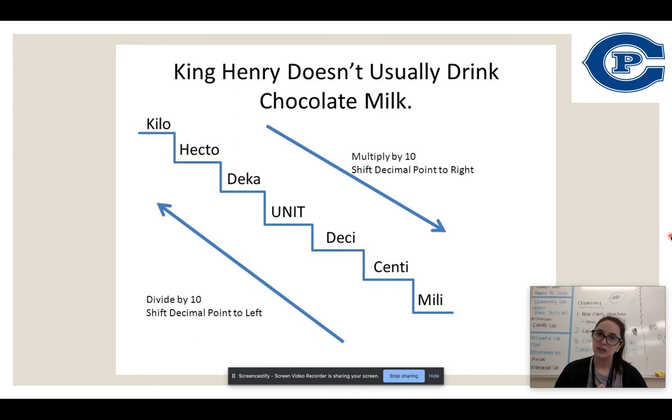Whereas if I'm shifting to the left, if I want to know grams to decagrams, I'm going to divide by 10, because I have a really big number and I'm making it into a smaller number. Whereas if I have a small number and I want to make it into a smaller unit, it's going to look bigger.